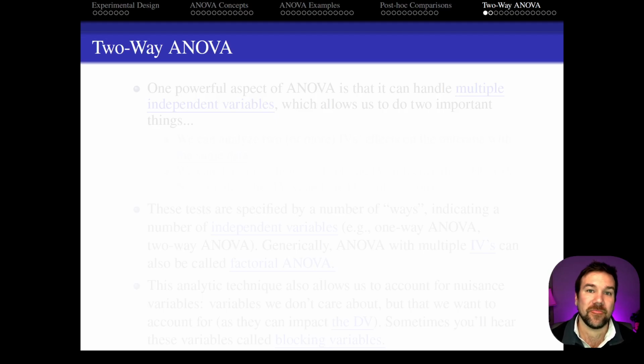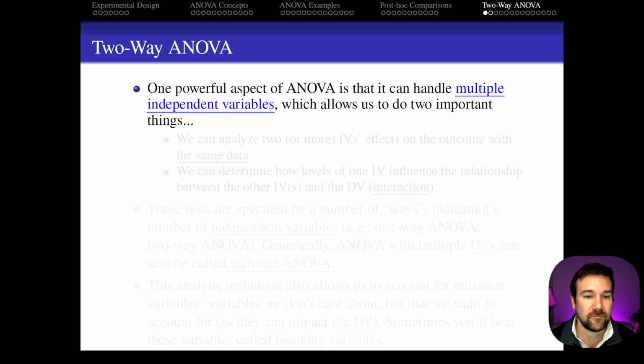Hello and welcome. In this video, we'll be discussing the Way ANOVA, which is an analytic approach that allows us to account for multiple independent variables when looking at the outcome. So one of the coolest aspects of ANOVA is what we're talking about in this video. That is that it can handle multiple independent variables.